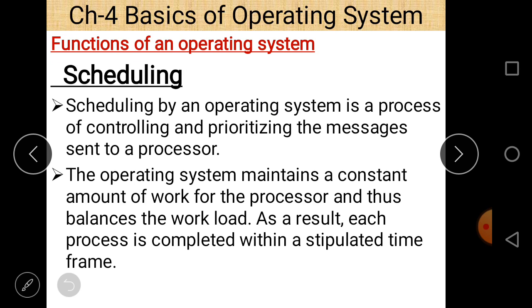Next you can see scheduling. So what is scheduling? Scheduling by an operating system is the process of controlling and prioritizing the messages sent to a processor. That is called scheduling. Which process is going to be executed or not is decided by our operating system. The operating system maintains a constant amount of work for the processor and thus balances the workload. As a result, each process is completed within a stipulated time frame. Which process is going to be executed first or later on is decided by the operating system.